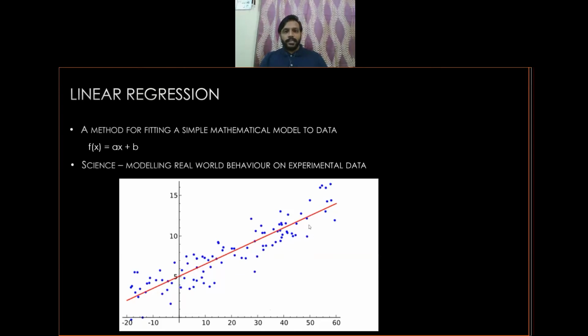This is a simple example, but it is a typical use case in science, which is to model real world behavior on experimental data. So we collect the data in reality and we try to model it, and to describe it we use some mathematical functions, we evaluate the results, and we calculate the errors and so on. So this is a small step in the direction of actually doing the science part of data science.